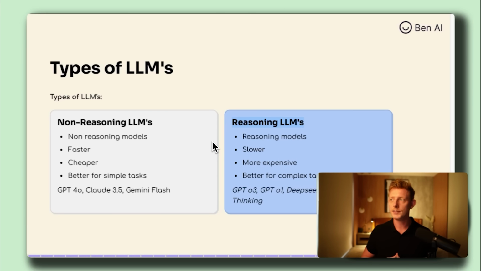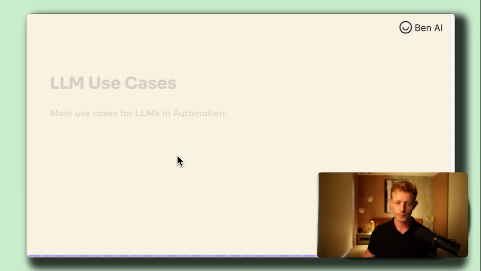And I like this analogy because I think we can think of these types of LLMs very much like this, right? Reasoning LLMs are a lot better when we have a complex task that requires planning and reasoning. And these models are better for simple, straightforward tasks. So that's it for the types of LLMs.